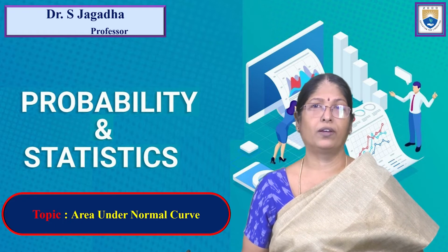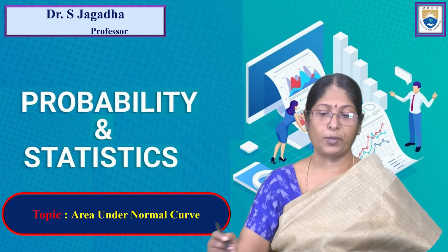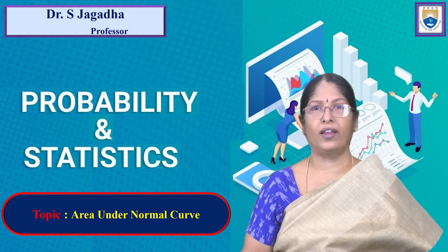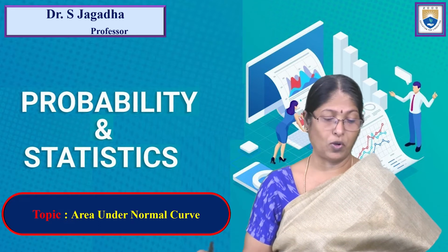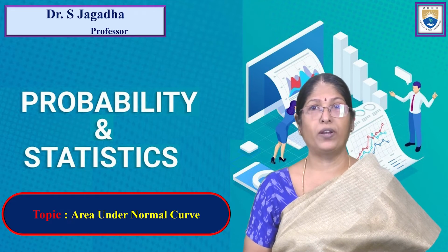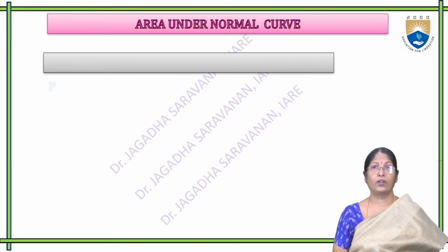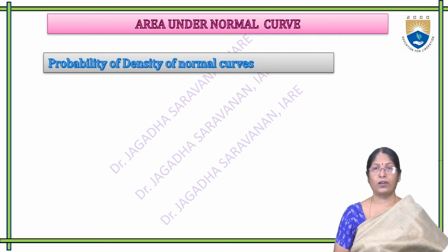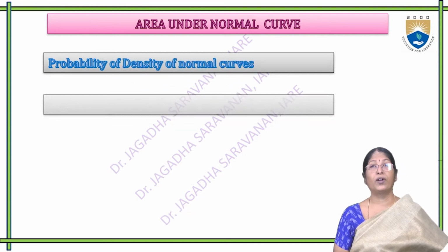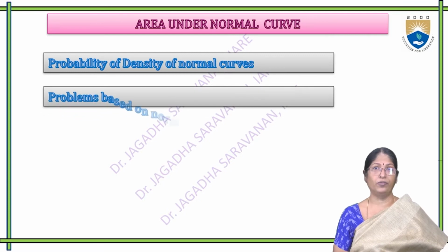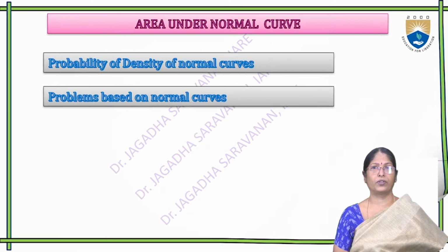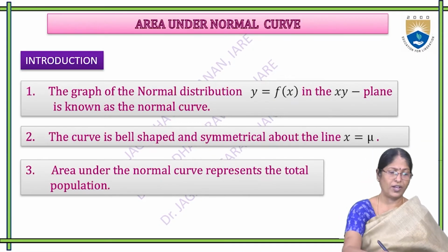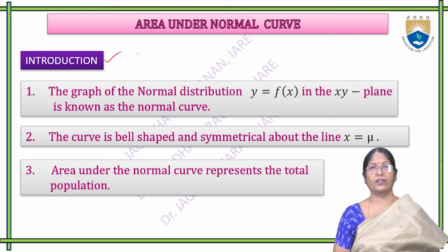Today the topic for the discussion, the subject is probability and statistics. The topic: area under a normal curve. The subtopics under which the area under the normal curve falls are the probability density of normal curves and problems based on normal curves. So the introduction part, we can see it.